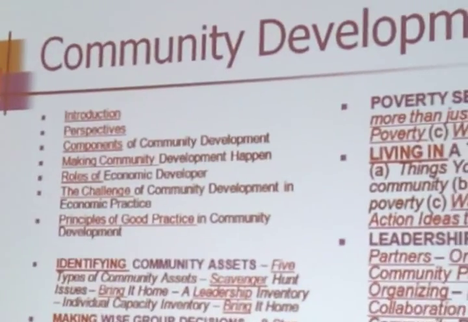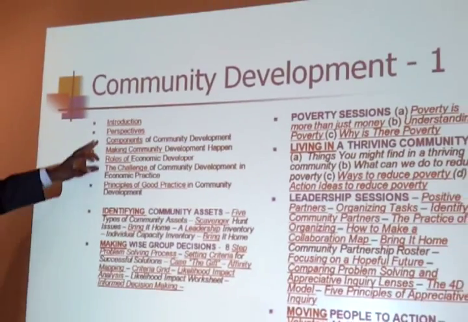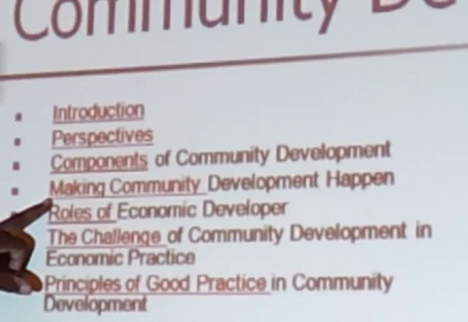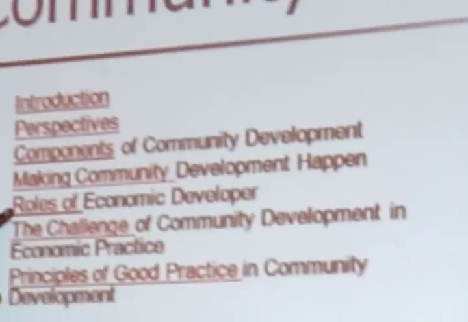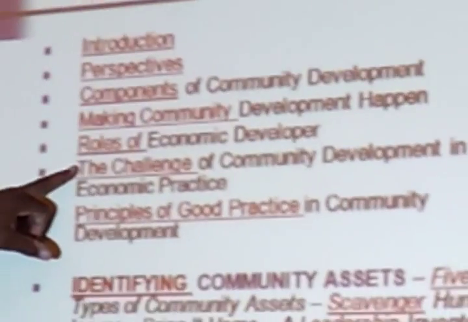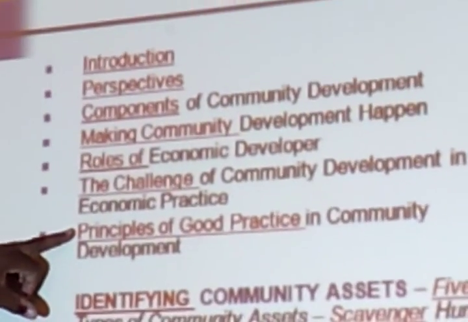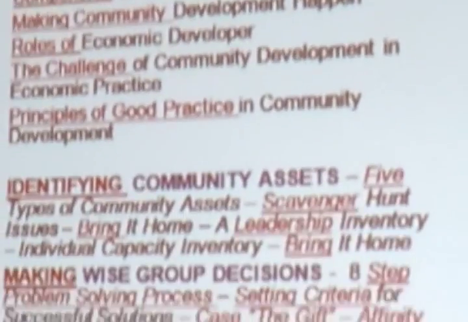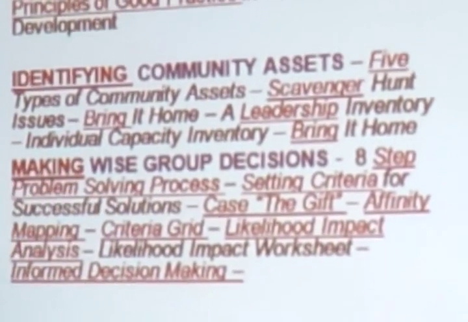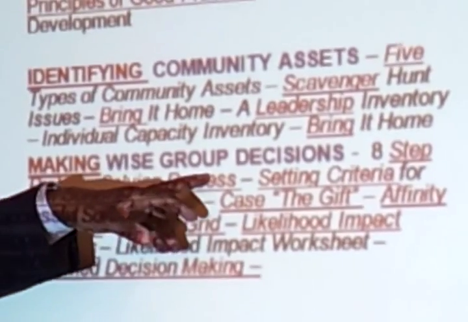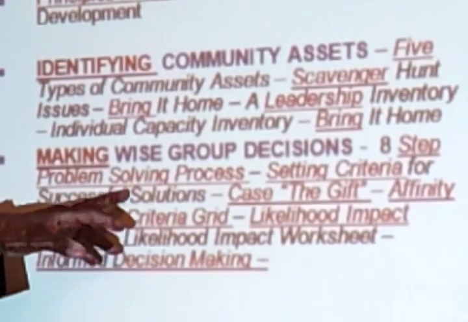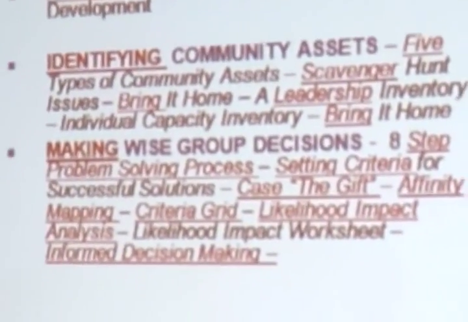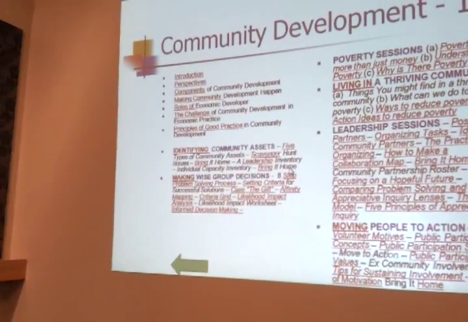In community development 1, I have the introduction, perspective, the components of community development, making community development happen, roles of economic developer, the challenge of community development in economic practice, principles of good practice in community development, identifying community assets, making wise group decisions. One thing I want to talk about in making wise group decisions, I have something called the 8-step solving process. And I think this is a great example. You can take this process into any particular field or category you desire.